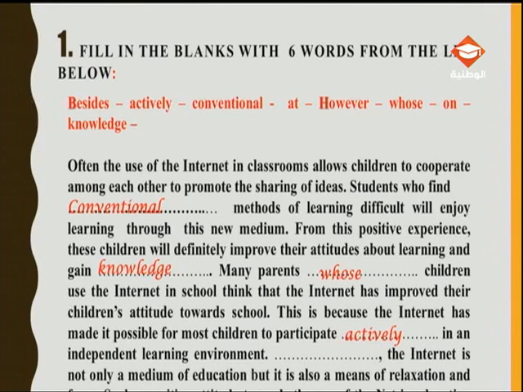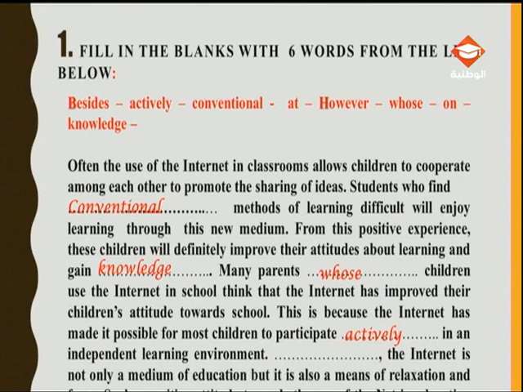What about these words? We have besides. We said that besides is a linker of addition. It means in addition to, moreover. And we have however. However is a linker of contrast. It means but. So what's the link between the previous sentence and the following one? This is because the internet has made it possible for most children to participate actively in an independent learning environment.